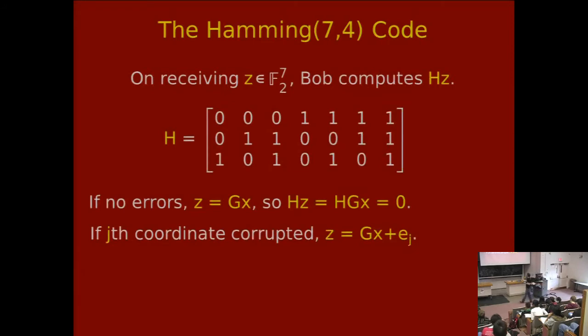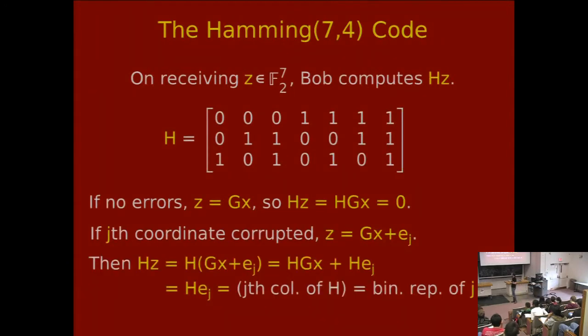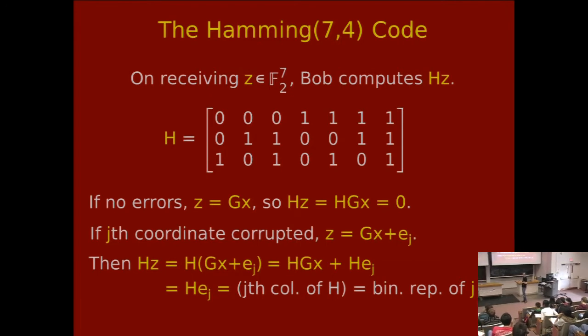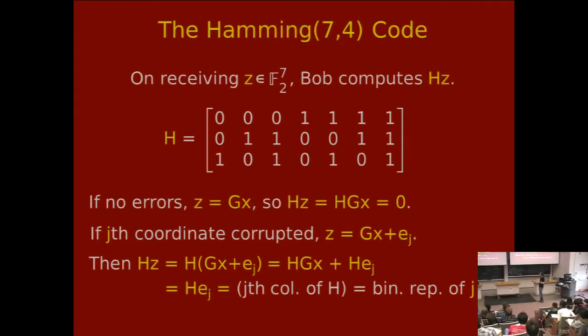And now if he does this parity check, H times Z, what will happen? H times Z is H times this thing, GX plus EJ. There's HGX plus HEJ. HG is 0, so this part goes away. And what's left, the vector that Bob sees, is H times EJ. EJ is the vector of length 7 that has a 1 in the jth coordinate. So when you multiply that on the left by H, you just get the jth column of H, which is actually just the binary representation of the number J.